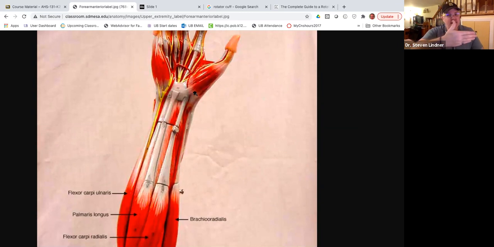it's on the radial side, it abducts the wrist or radially deviates it. Whereas the flexor carpi ulnaris not only flexes the wrist, but it adducts the wrist, or ulnar deviates it, like a karate chop in that position.